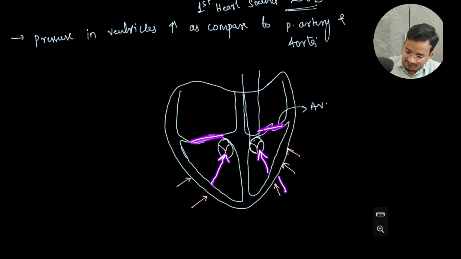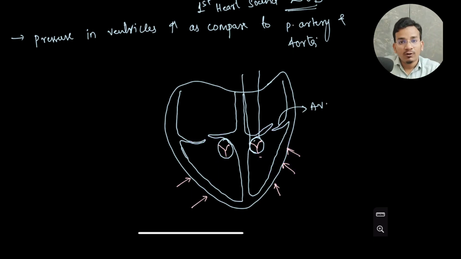So as soon as the ventricles are contracting, now the AV valves are closed. These AV valves will prevent the backflow of blood into the atria. Now the pressure is on the semilunar valves of the pulmonary artery and the aorta. Due to this pressure, the semilunar valves will open.